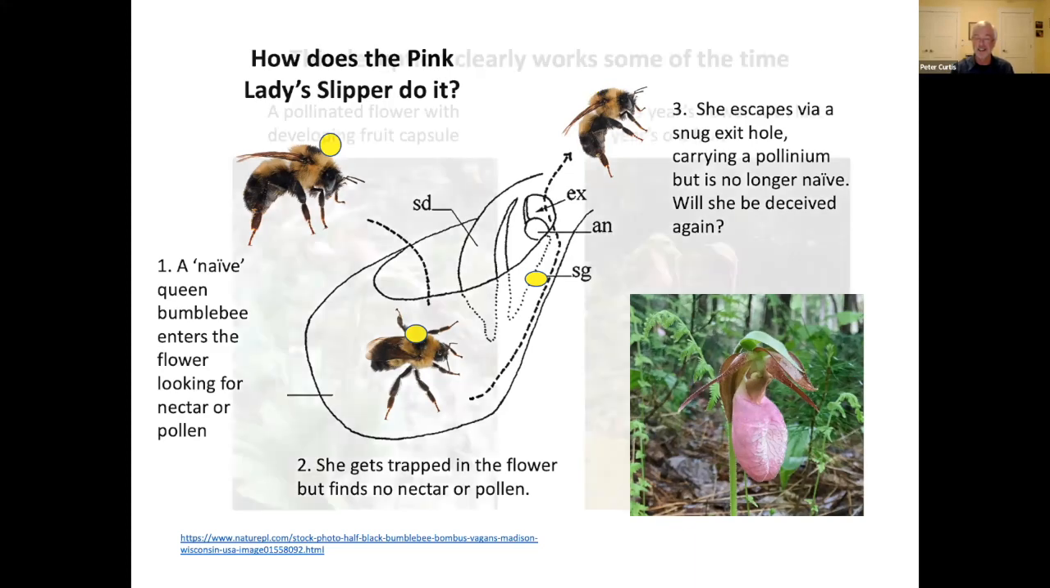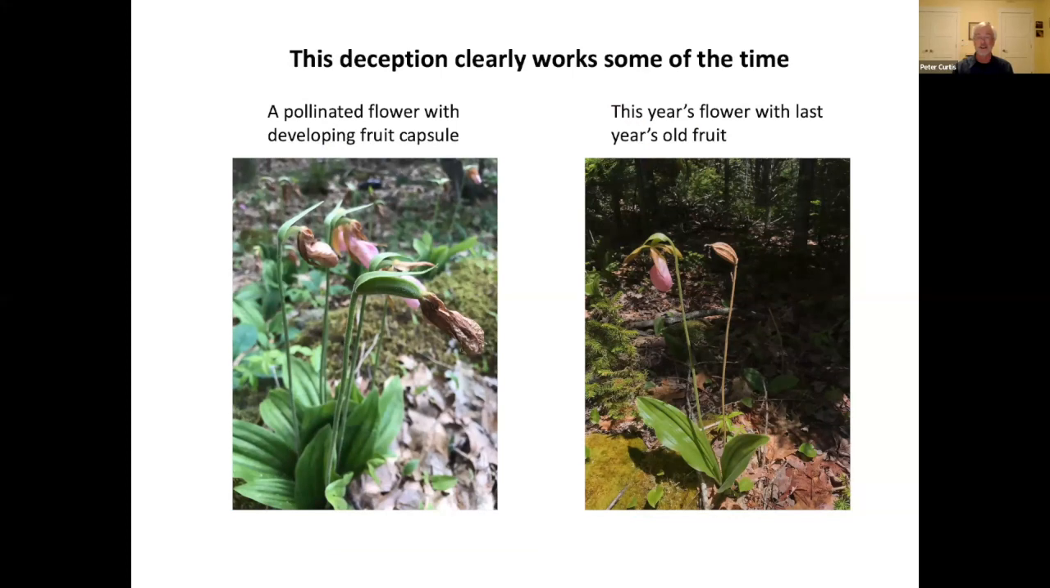The pollinator gets nothing. It's remarkable that this works at all. But clearly it does. And if you're out in the woods and you happen across a large population of lady slipper orchids, you might see a successfully pollinated orchid that looks like this. This is the developing fruit of a lady slipper orchid that's actually been pollinated. And the fruits, the capsules, become quite woody and they persist over the winter. So you can see last year's fruit with this year's flower for a plant that's successfully reproduced.